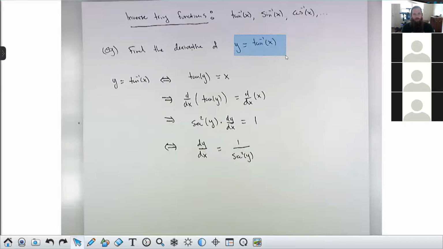I'm trying to find the derivative of the function y equals inverse tangent of x. That means I'm looking for dy/dx. Okay, I've got dy/dx here. But it would be weird if I told you that the derivative of arctan is 1 over secant squared of y, right? The derivative of arctan of x should be something just involving x's, shouldn't have any y's. So how do I get rid of this y?